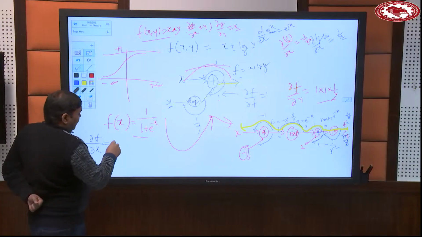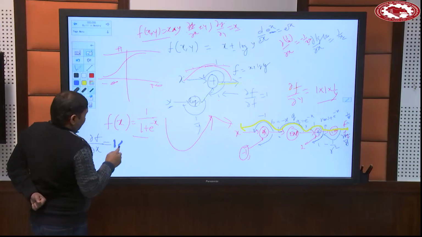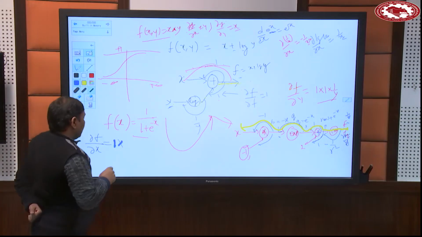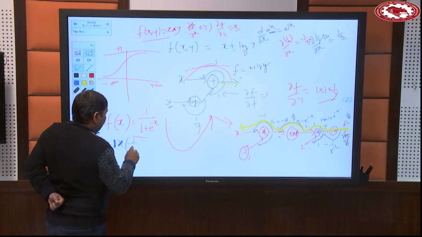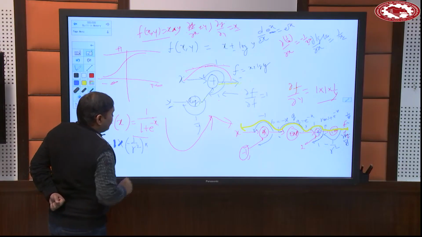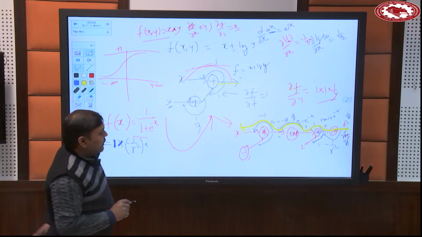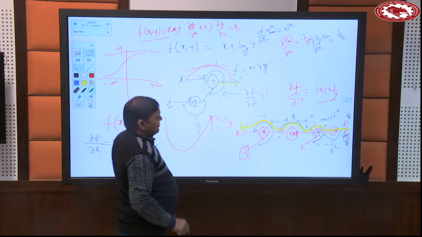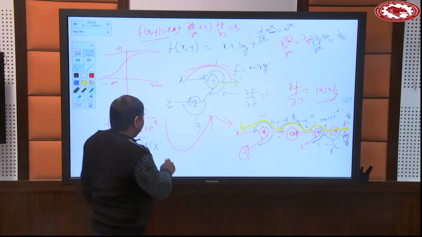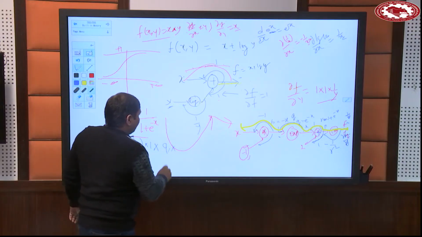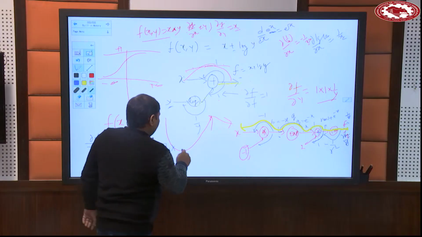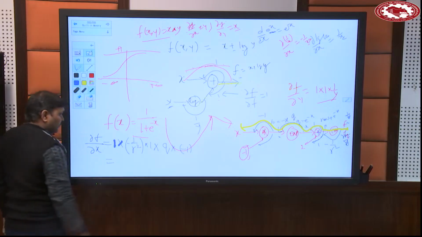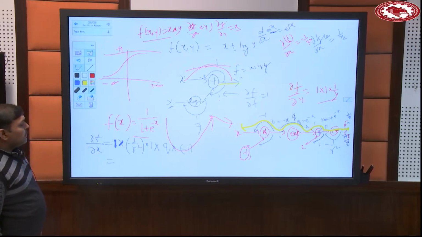So, 1 into -1 by r square, into the addition operator's 1, into q, into -1. Just put these values. This is q by r square.